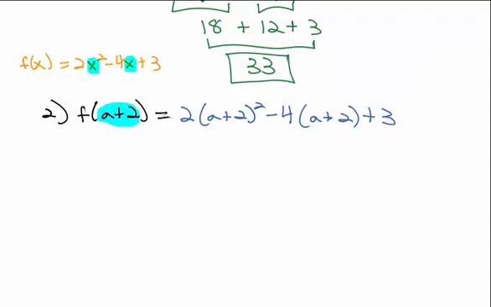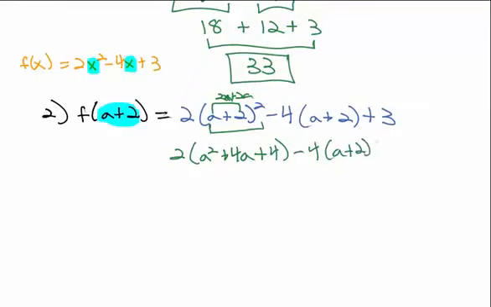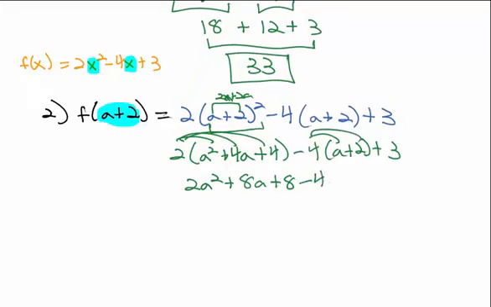Simplifying is going to be essentially identical. First we have to square the binomial. So we square the first term, and then we have the product 2a plus 2a is 4a. Plus 2 squared is 4. Minus 4 times a plus 2 plus 3. Distribute through parentheses gives us 2a squared plus 4a plus 8. More distributing, negative 4a minus 8 plus 3.